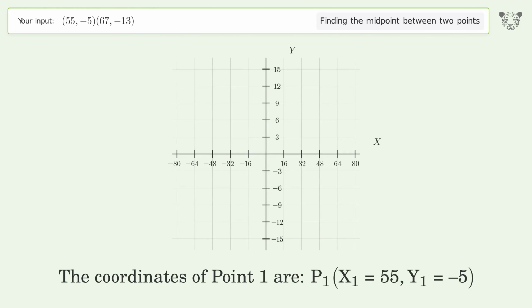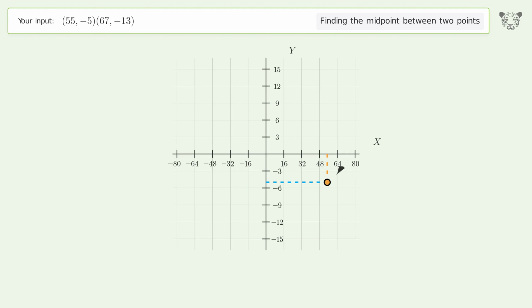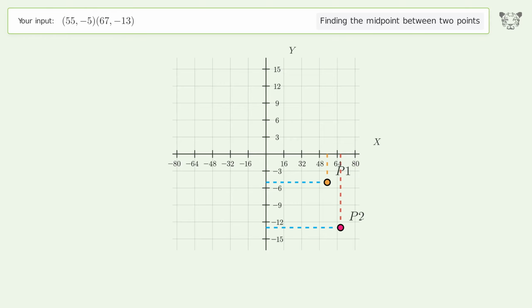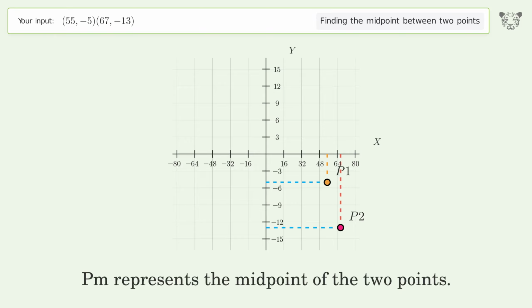The coordinates of point 1 are x1 equals 55, y1 equals -5. The coordinates of point 2 are x2 equals 67, y2 equals -13. PM represents the midpoint of the 2 points.